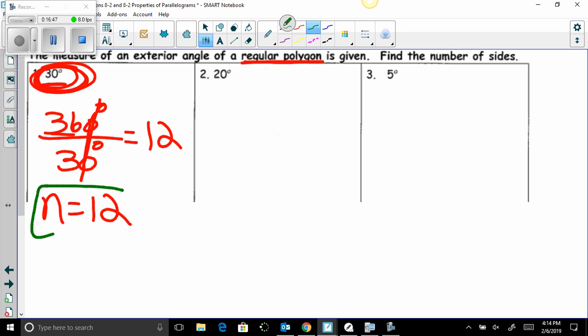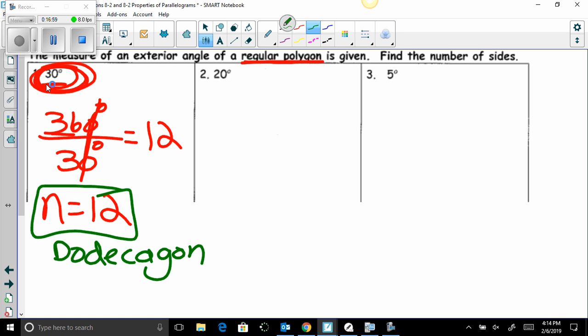So let me ask you this. Does anyone know what a 12-sided figure is called? And it is called a, I can't even say this correctly, a dodecagon. All right, I think you guys can handle the rest, so you are going to complete 2 through 6.